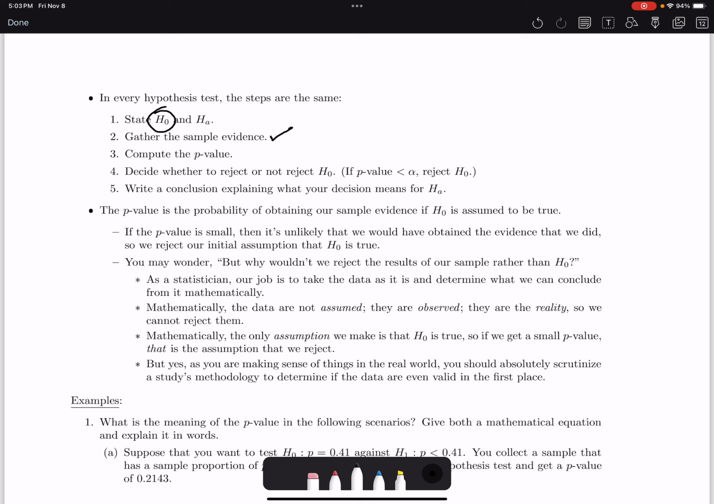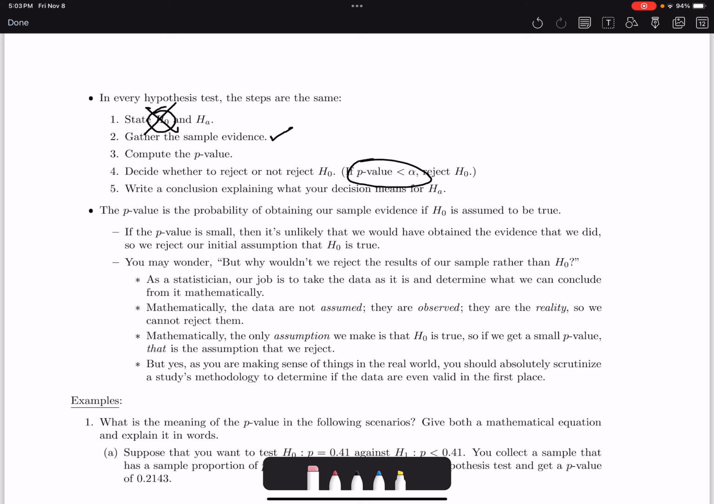If that p-value is really small, then it tells us that we're probably wrong to make this assumption, and so we reject it, right? So that's step 4: decide whether to reject or not reject the null hypothesis. A small p-value means that we should reject the null. How small exactly? Well, less than alpha, right? If the p-value is less than alpha, then we reject the null hypothesis.